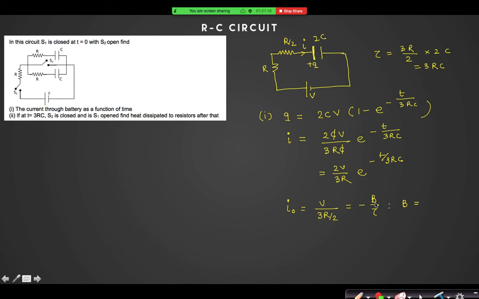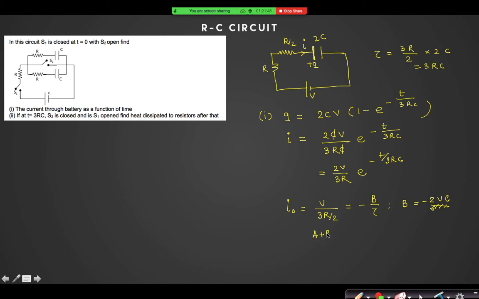Okay, then look, if tau is equal to 3RC, then B is equal to 2V by 3RC. So what will be the value of B? B is equal to 2VC, minus 2VC. B is equal to minus 2VC. Okay. And what is A plus B?